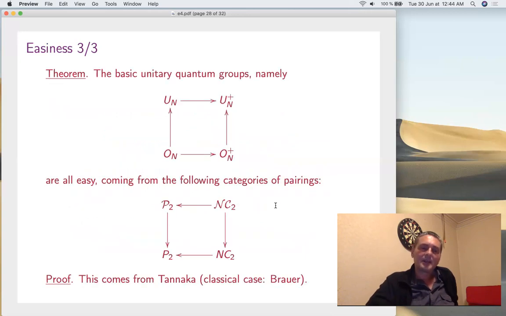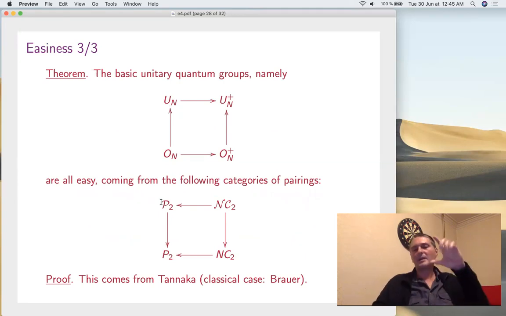And now, as theorems, our basic quantum groups are all easy, coming from the following categories. For O_n, it's the usual pairings; for O_n^+, non-crossing pairings. So this was in the self-adjoint case. Now in U_n you have to bother about the colors. So these are the so-called matching pairings. Matching meaning vertical strings can be white-white or black-black, and the other strings, those like this, are only mixed, white and black. And NC_2 here is the intersection. Okay, so it's matching or crossing pairings.